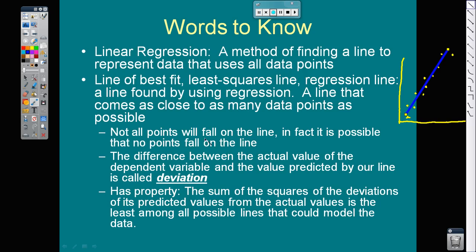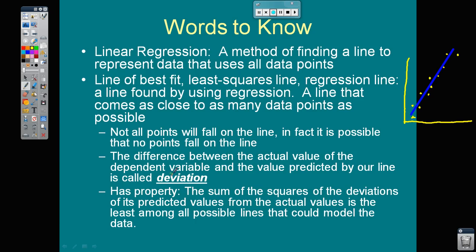Not all points are going to fall in line. It's impossible for them all to touch, okay? In fact, maybe none of them will touch. If it kept straddling the line, then maybe it went right through the middle. Okay. The other word you need to know here is deviation. The difference between the actual value of the dependent variable and the value predicted by our line is called deviation.